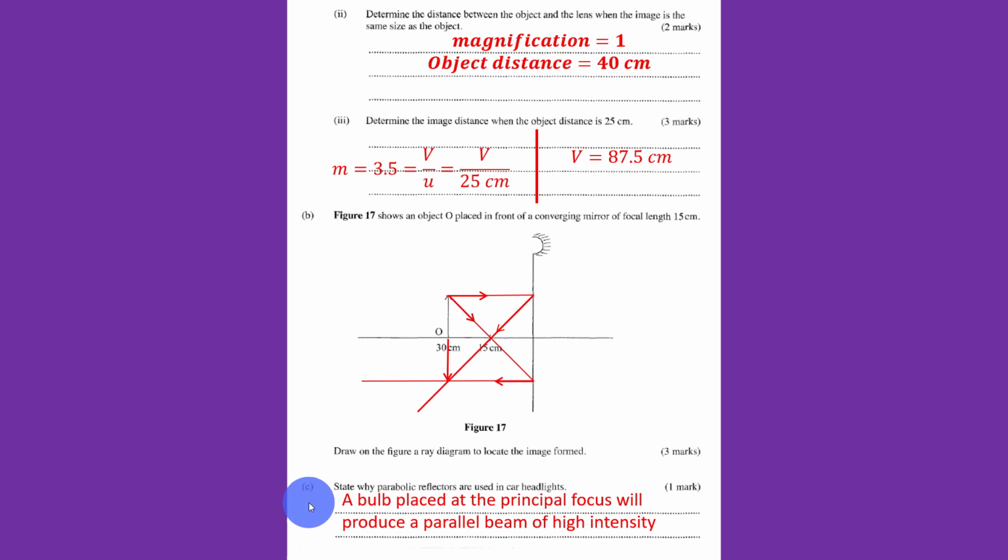So let's look at part C. State why parabolic reflectors are used in car headlamps. They're used in car headlamps because if a bulb is placed at the principal focus, it will produce a parallel beam of high intensity, because our intention is that the beam produced from the headlamps should be intense and parallel, not scattered in all sorts of directions.